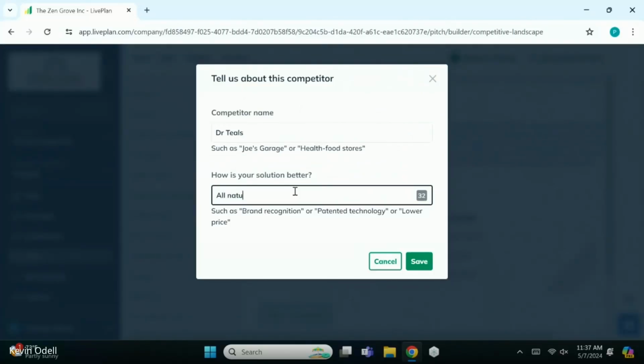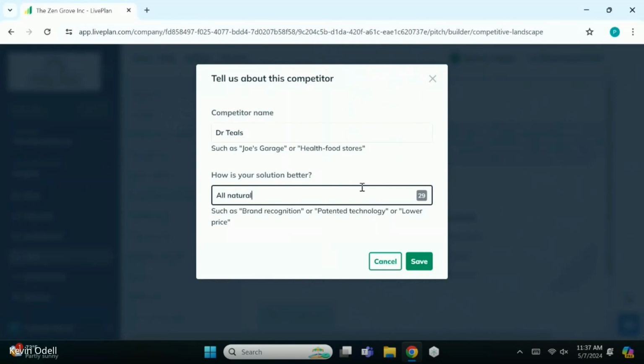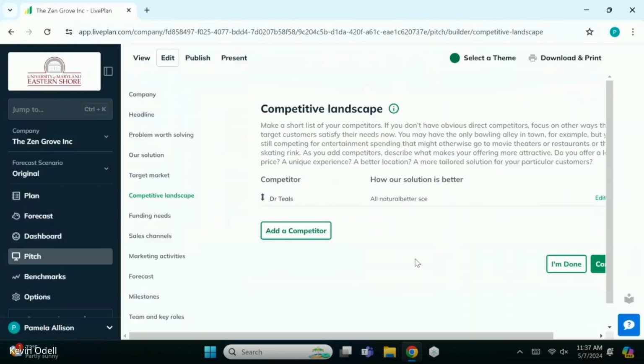All natural. Dr. Allison, yes, sorry. That means Dr. Teals is in the system, right? Not necessarily, but AI will generate it enough. It does the research through the internet as well. Can we write another name instead of Dr. Teals? Another name. Competitor. Yes, we're going to add multiple. This is just one that we're adding. So we're going to say it's all natural and better scent. Okay, so let's save.